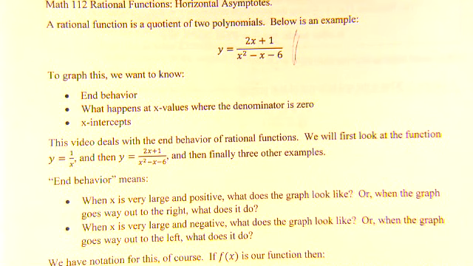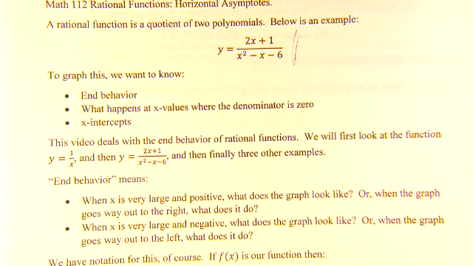And when we want to graph this, we want to know 3 things. We want to know end behavior, what happens at x values where the denominator is 0, and what are the x-intercepts, right? And if you go back to think about polynomials, end behavior and x-intercepts, we talked about that. But polynomials were defined for all real numbers, and these ones aren't. And so we have to be careful about dividing by 0.